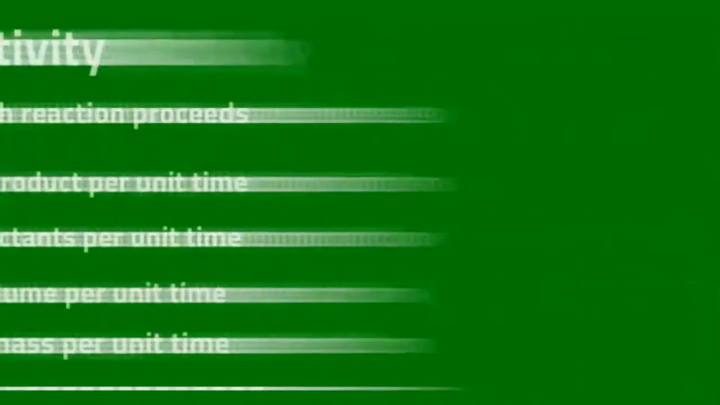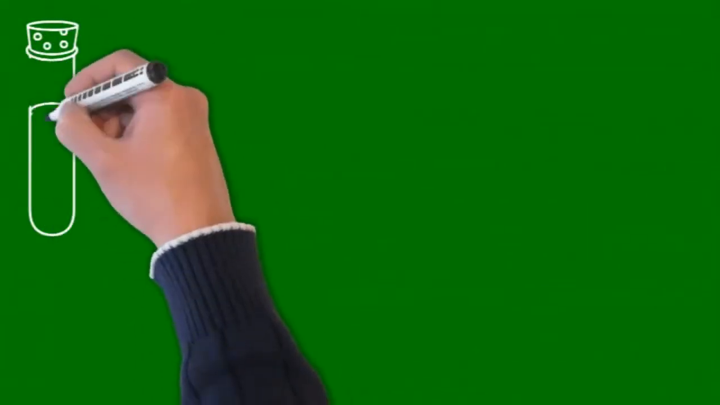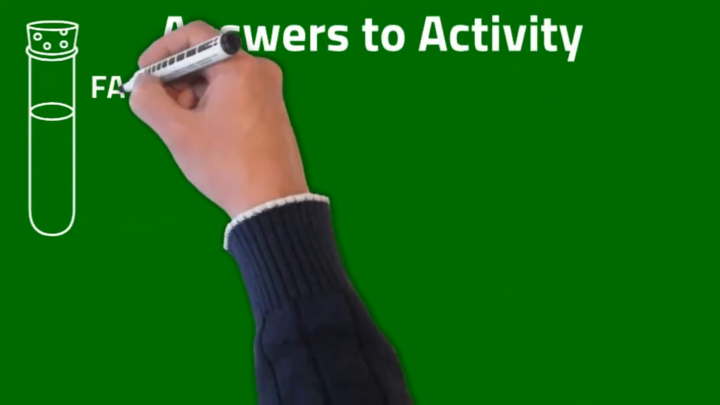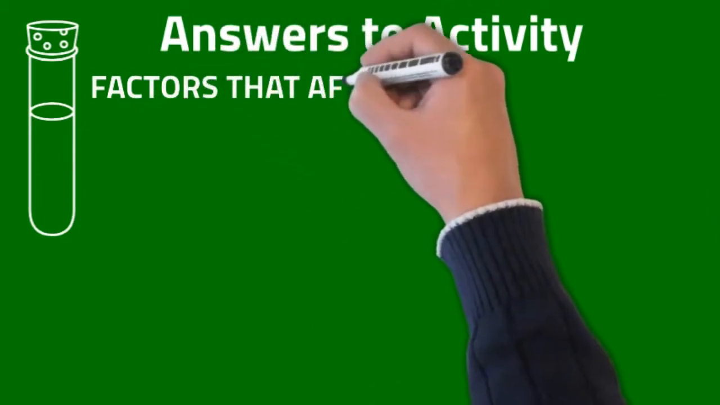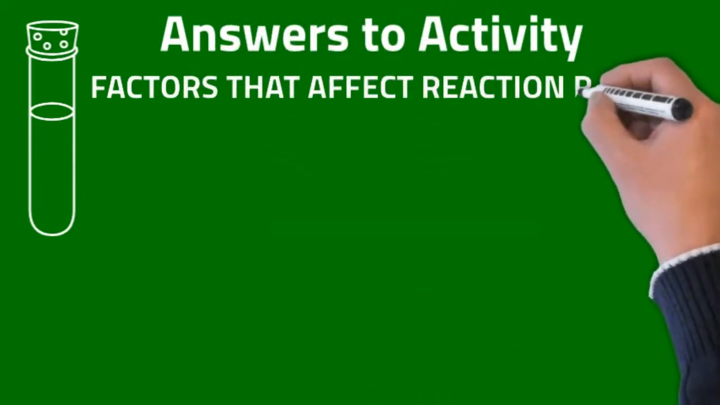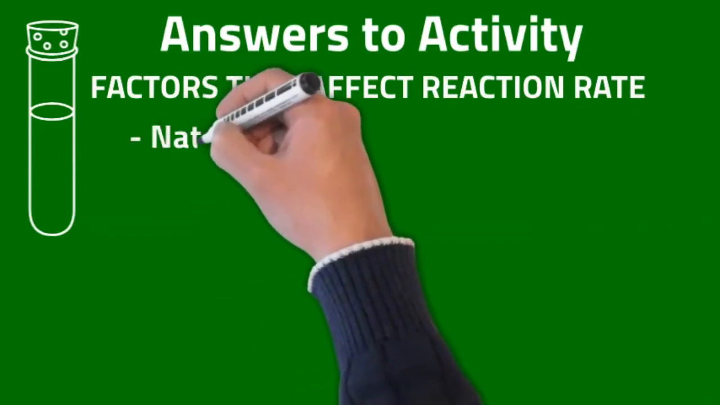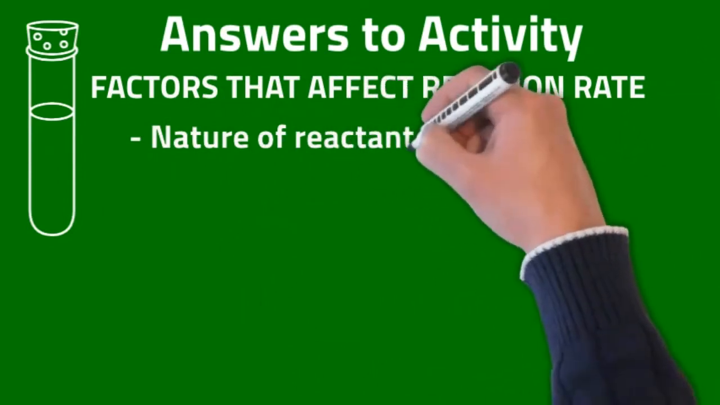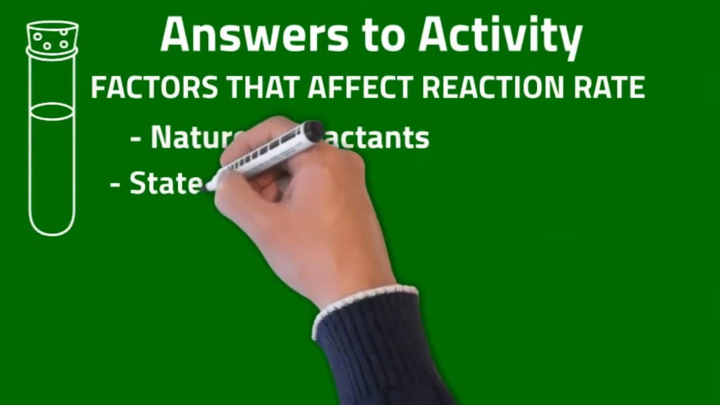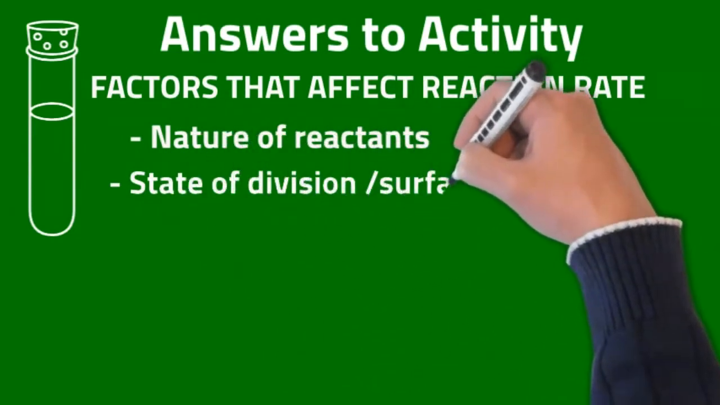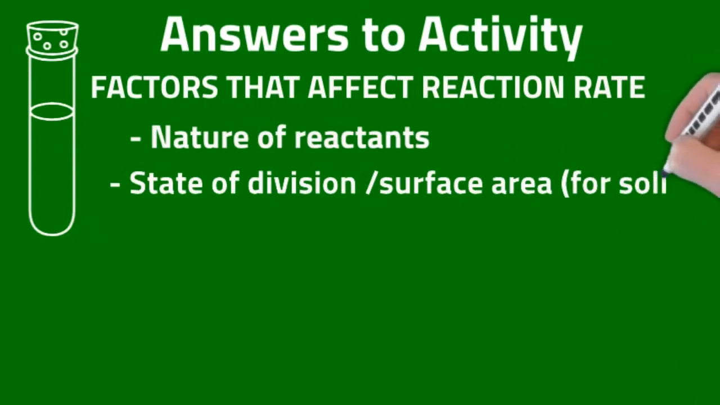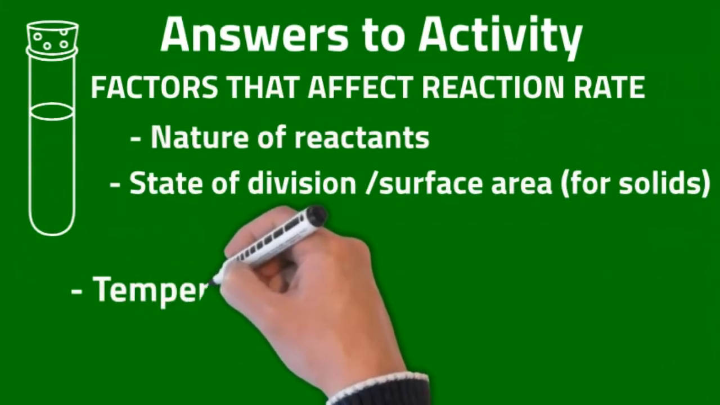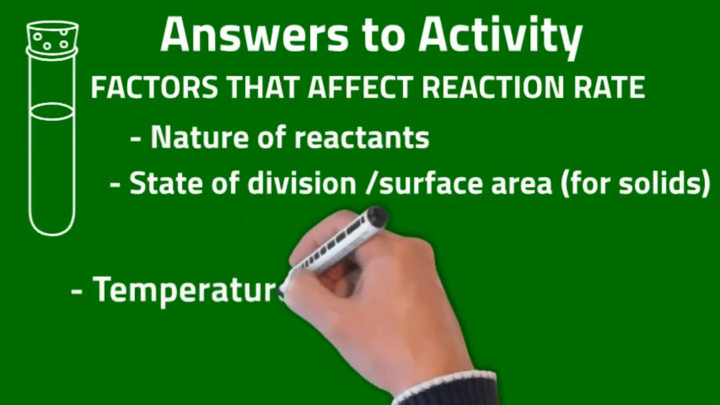Now let's look at the second part, listing the factors that affect the rate of the reaction. Firstly, the nature of the reactants will have an impact on how quickly or how slowly the reaction proceeds. Secondly, the state of divisibility or division, which is the same as the surface area of a solid exposed to another reactant. Temperature is another factor that affects the rate of the reaction.